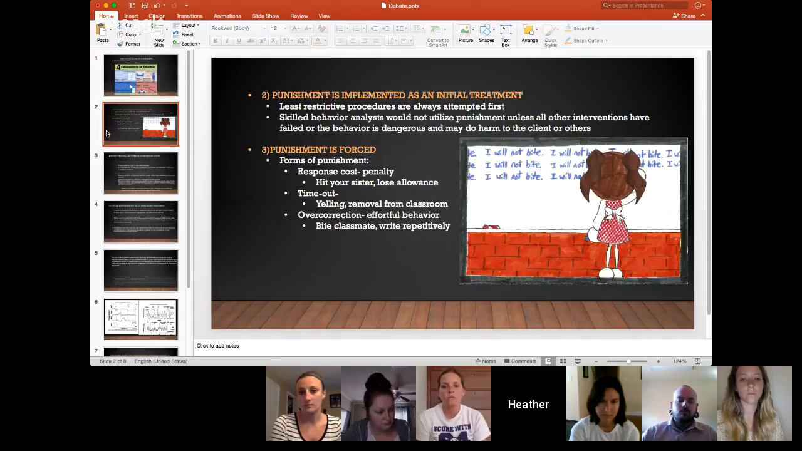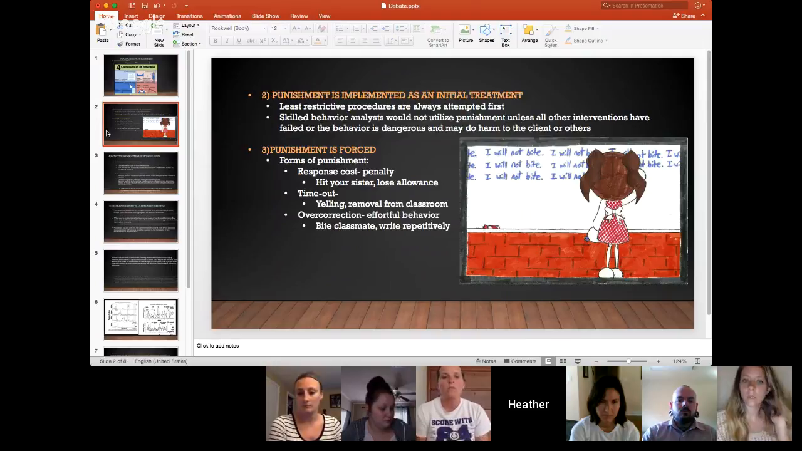There are times, though, when behavior is so severe that it is endangering the lives of others or of the individual, and the punishment procedure may be the only option. For example, a child who is climbing out of a second-story window whenever the adult walks out of the room and has sustained continuous serious injuries like broken bones, more intensive interventions may be the most effective in regards to that type of situation. The next is that punishment is forced.